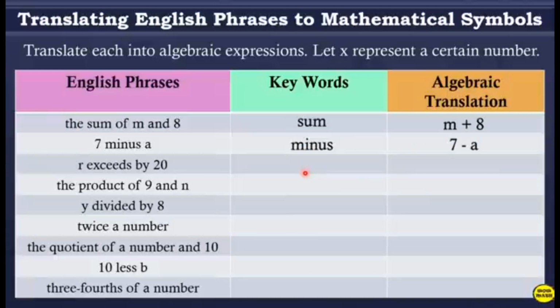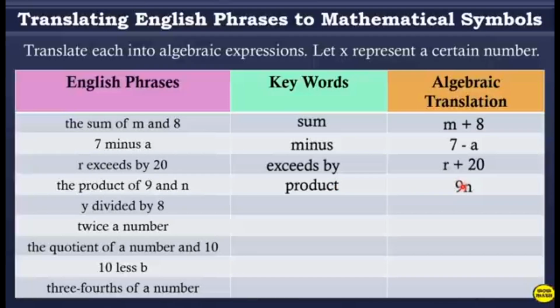Next, r exceeds by 20. So the word is exceeds by. So we have r plus 20. Next, the product of 9 and n. So the keyword is the product. So when we see product, it is multiplication. So we're going to have the product of 9 and n.